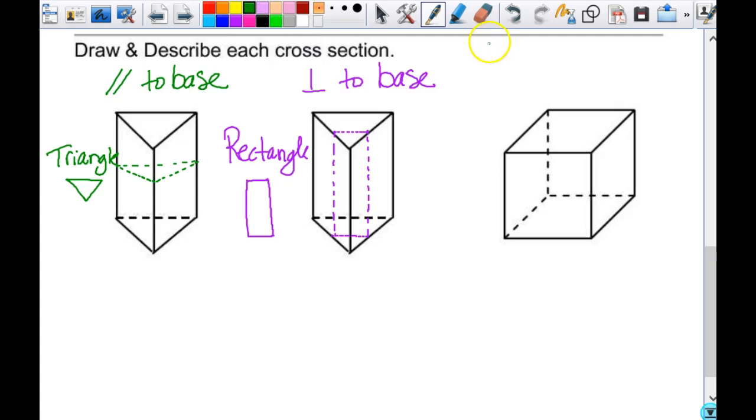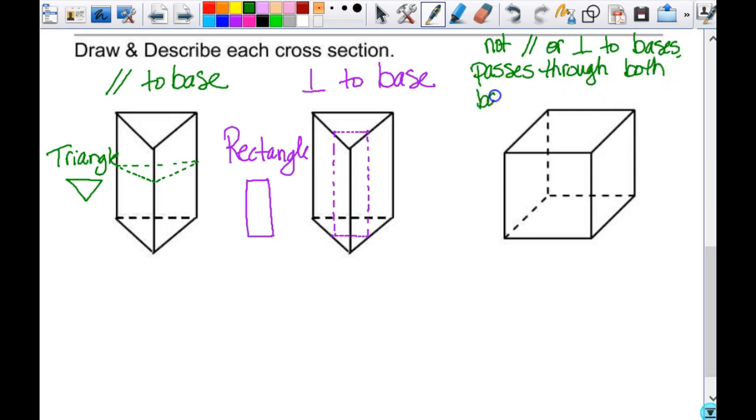So we want to make this slice that is not parallel or perpendicular to the bases, passes through both bases, and through consecutive sides. Okay, so I know that's a lot to wrap your mind around, so I'm going to give you a second. I want you to think about what that means, see if you can kind of visualize something. Then I'm going to come back and I'll get you started on it, and then I'll let you think on it just a little bit more.